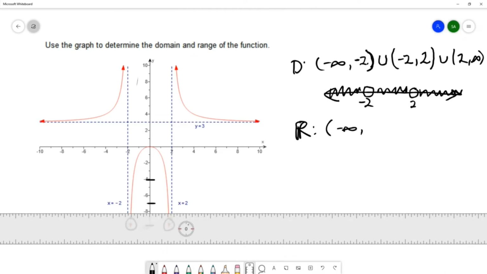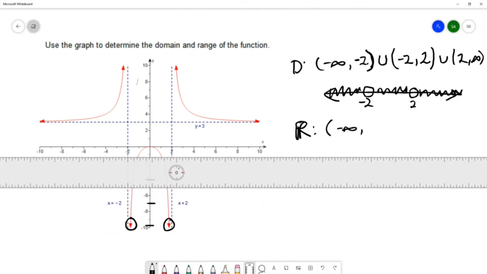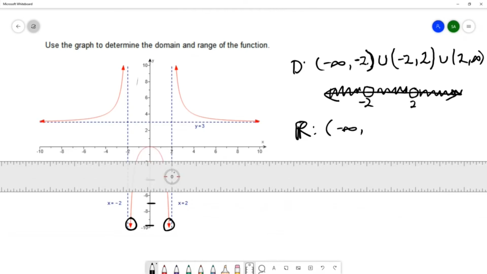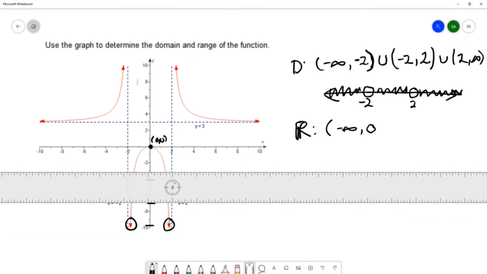As I move my ruler up, I'm still touching the graph, and I continue to touch the graph until I get to this spot right here. This spot, the ordered pair (0, 0), has a y value of 0. So my range is going to stop at 0. That point, (0, 0), is part of the graph. It is included in the graph, and 0 will be included in my range. So I'm going to use a bracket on 0 to say that that point is included.